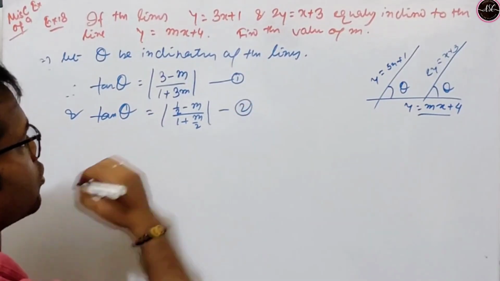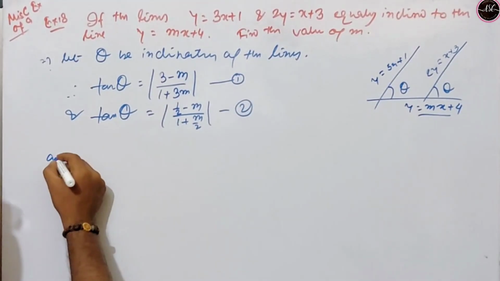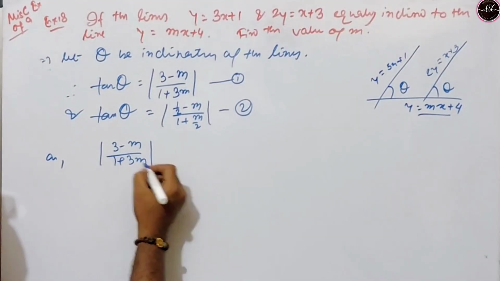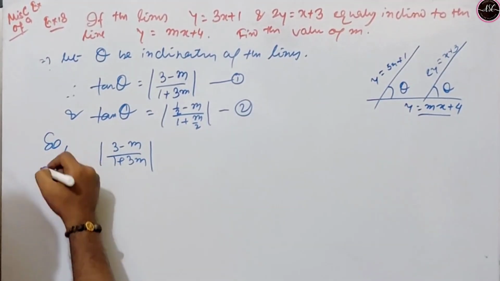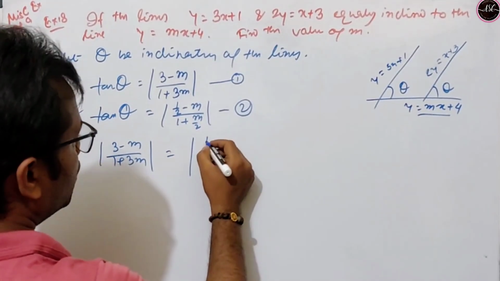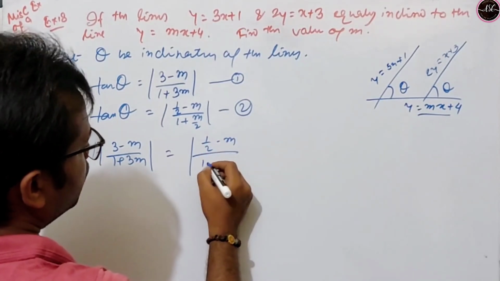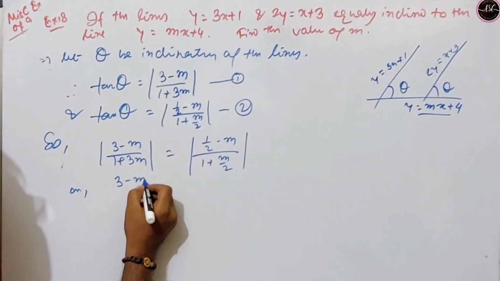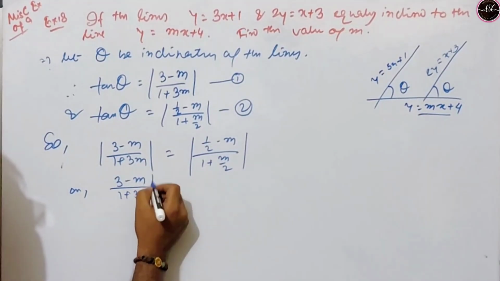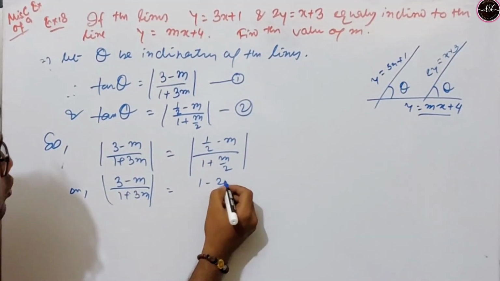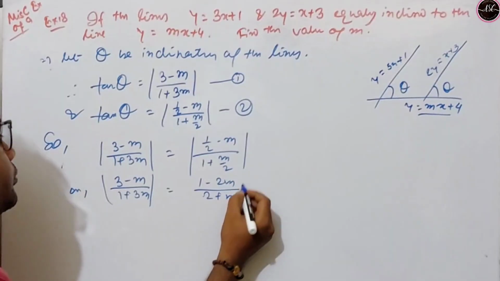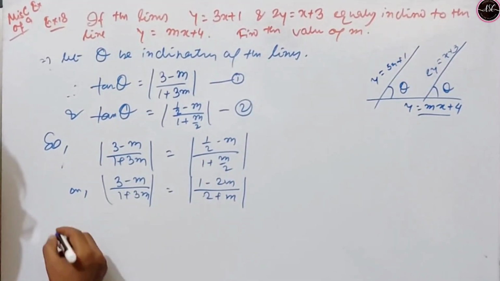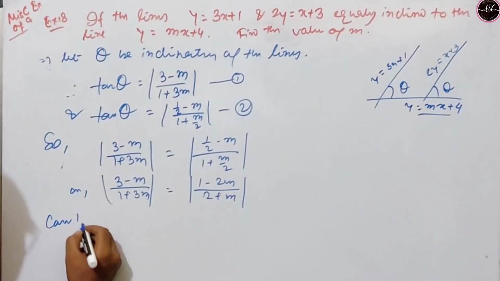This is equation 2. Okay, so we can write this as mod of (3 minus m) divided by (1 plus 3m) equal to mod of (half minus m) divided by (1 plus m by 2). Okay, so just simplify this: mod of (3 minus m) divided by (1 plus 3m) equal to (1 minus 2m) divided by (2 plus m). Okay, so here two cases may arise. Case 1.